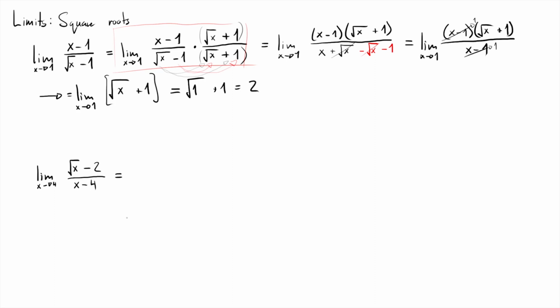Minus 4. So obviously if we substitute it in, we're going to have a problem. We're going to have 4 minus 4 in the denominator. We're not allowed to have that. Okay, our next step should be, let's try factoring.